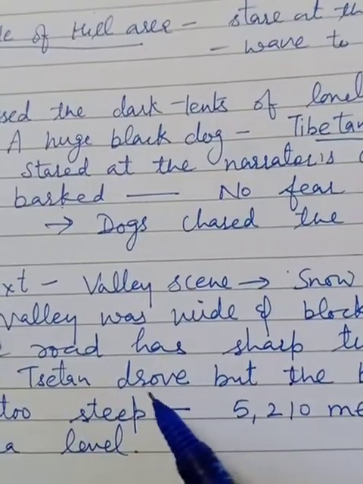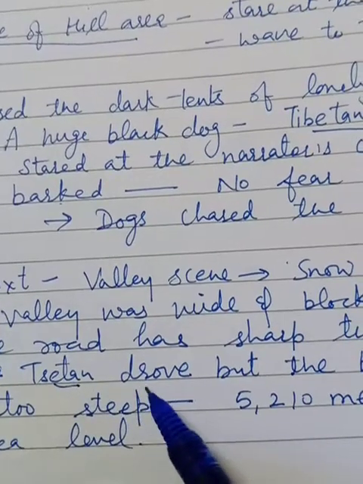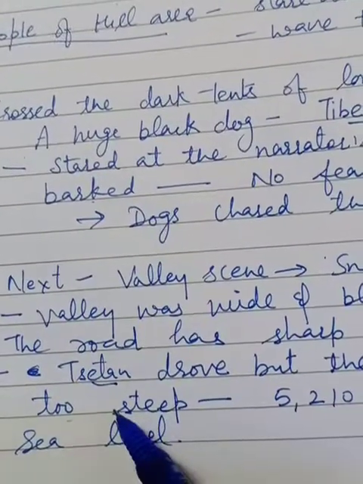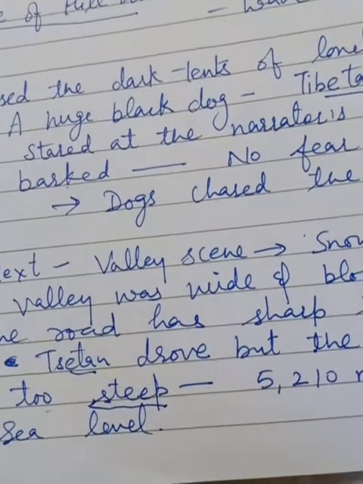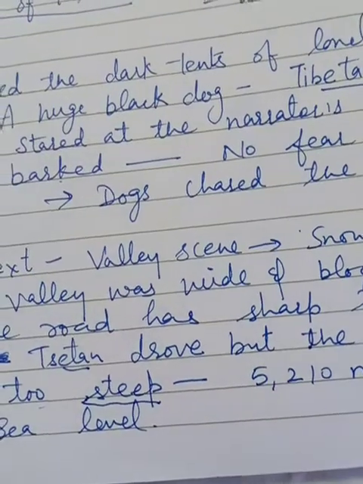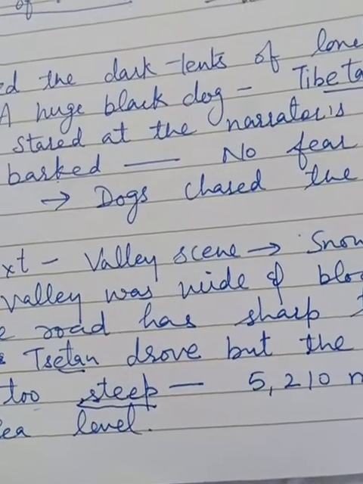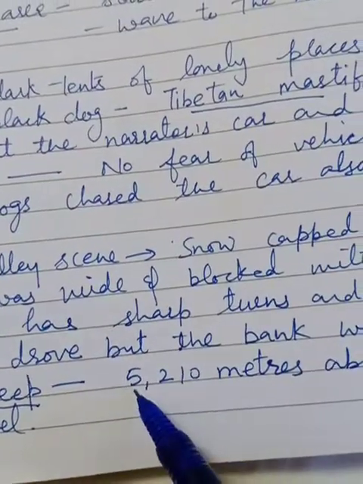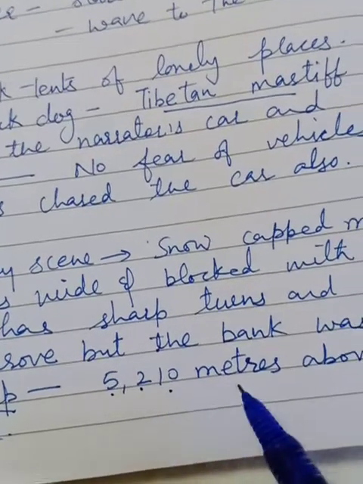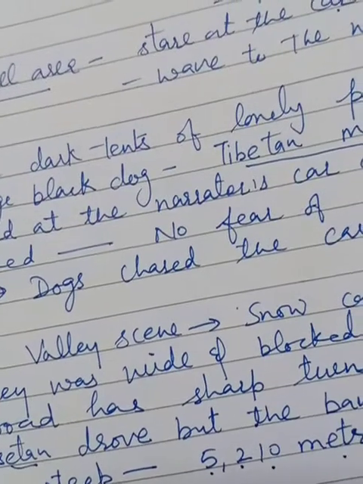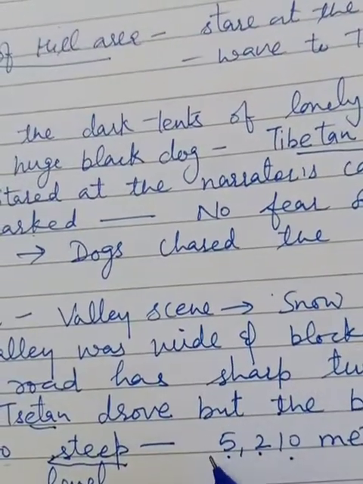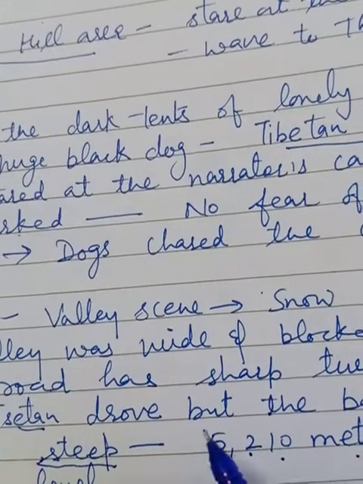Sitan drove fast, but the bank was too steep. Steep means slippery. The car started going backwards. So anyhow, he controlled that particular car, and right now they were at 5,210 meters above sea level. So this is what they did during their journey on the way.